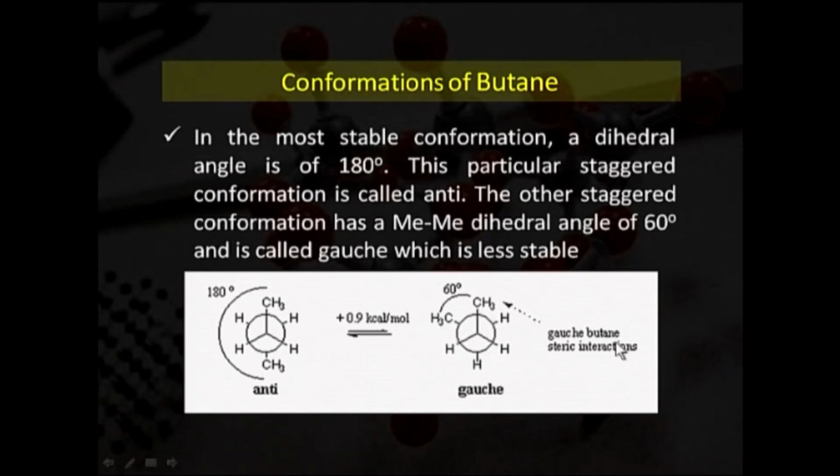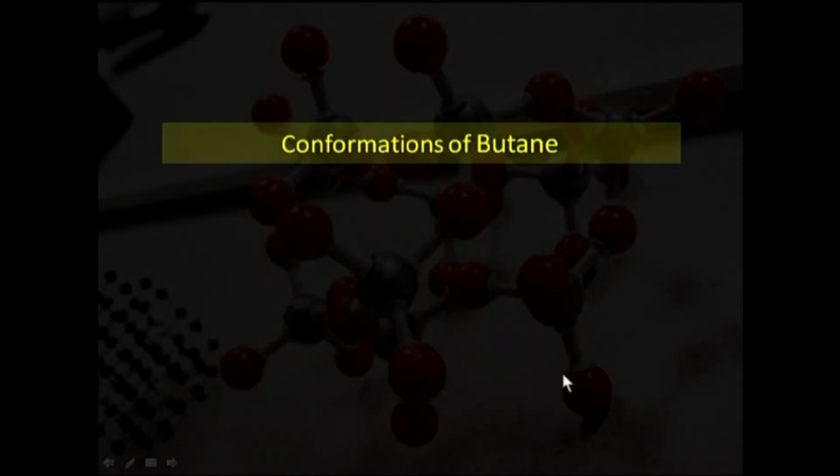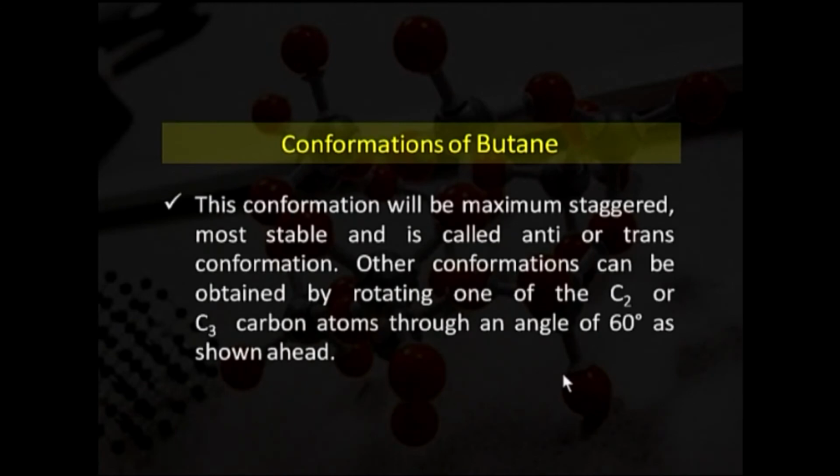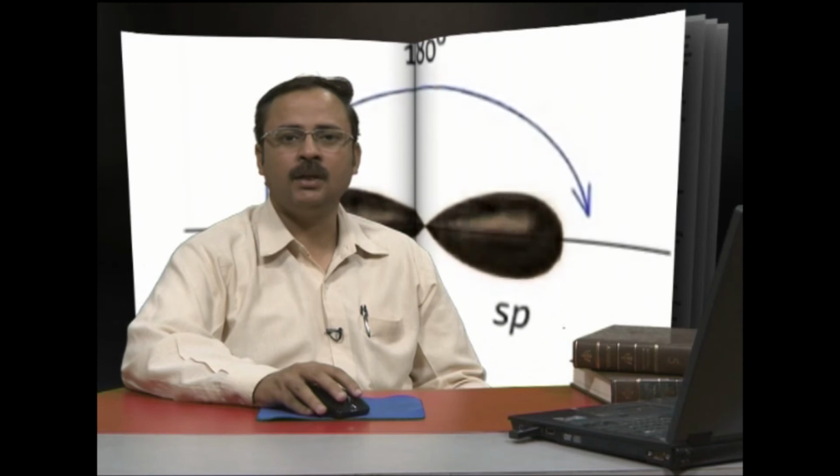So, Gauche butane has steric interactions. Now, this conformation will be maximum staggered, most stable, and is called anti or trans conformation. Other conformations can be obtained by rotating one of the carbon number 2 or carbon number 3 carbon atoms through an angle of 60 degrees as shown ahead.